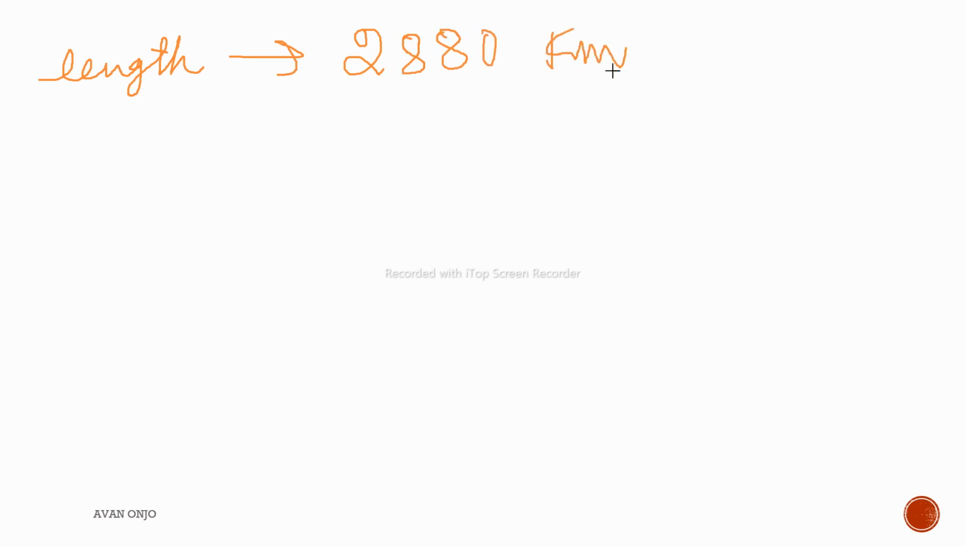Now let me talk about another important aspect, which is the length. The length of this river is 2880 kilometers. Then the tributaries, which are very important and which we are going to study also. The tributaries include Jhelum.